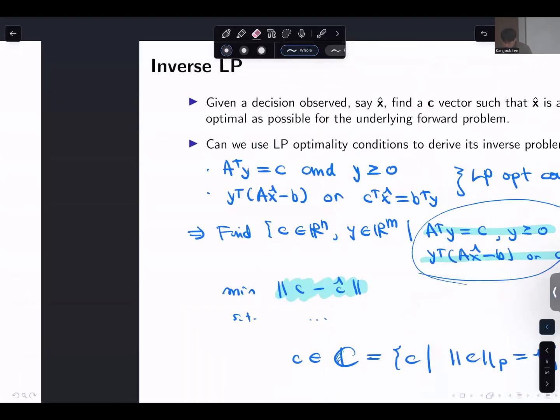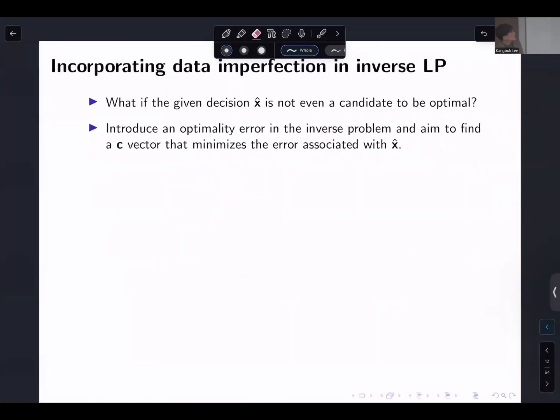So what I like to consider is the setting where the given solution X hat is not even a candidate to be optimal, meaning it is strictly inside of the feasible region. What happens? My X hat is in the strict interior of the feasible region. And then the goal is now to find a C vector that makes that given solution as optimal as possible. I know I cannot make it exactly optimal, but maybe there's a way to make it as optimal as possible by minimizing the optimality error associated with the solution.